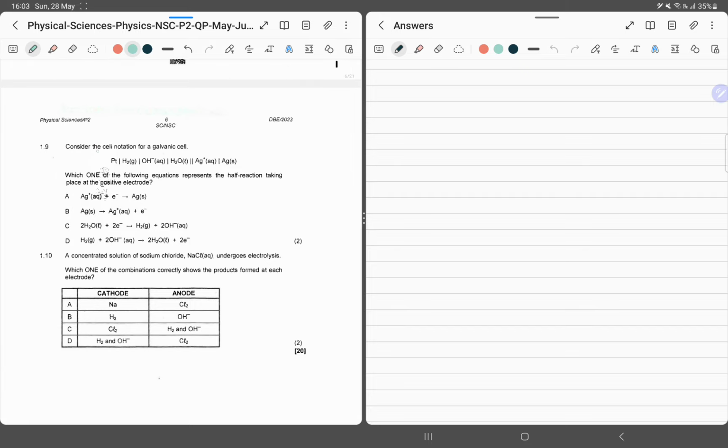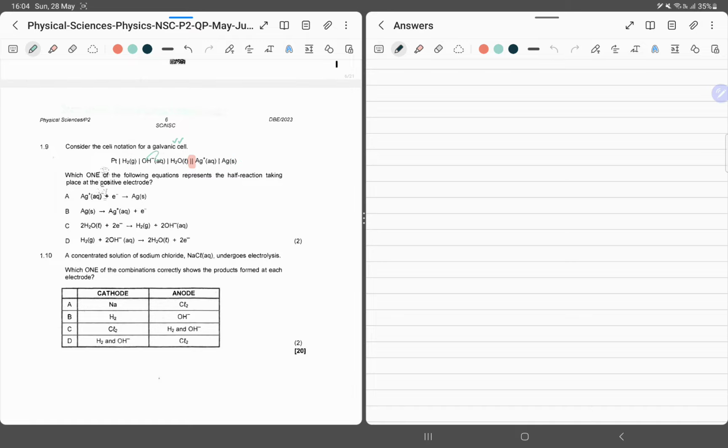Consider the cell notation for a galvanic cell. We know that in this notation, the left-hand side is always the anode and the right-hand side is always the cathode. And then, of course, how do we know which side is which? It's the salt bridge. We can see silver ions are being reduced, so reduction is taking place here.